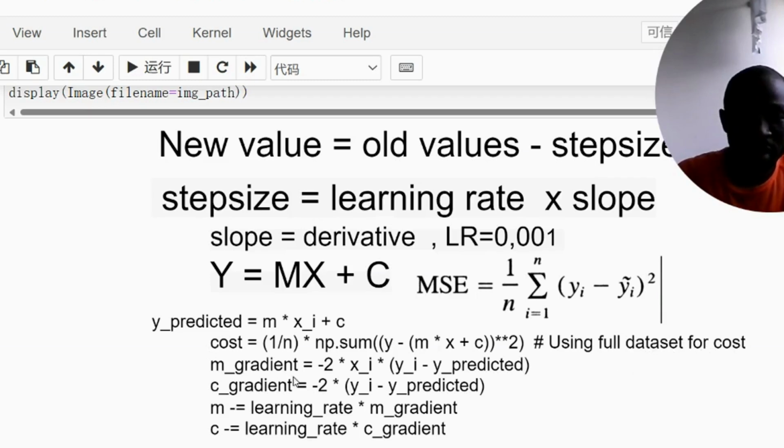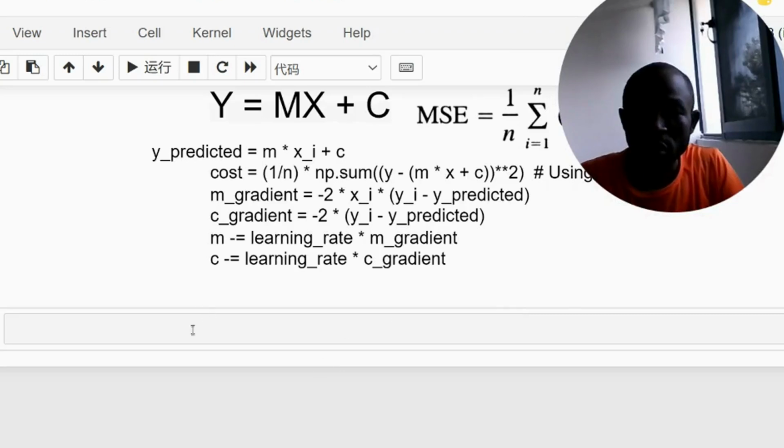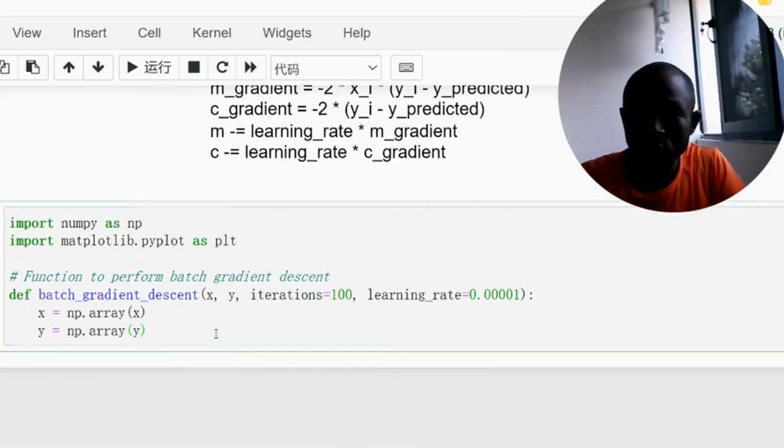Then the m gradient. This is to calculate the gradient, the gradient of m and the gradient of c. We have the learning rate of m and the learning rate of c. Are we there? Yes, for more explanation, I have written this code.